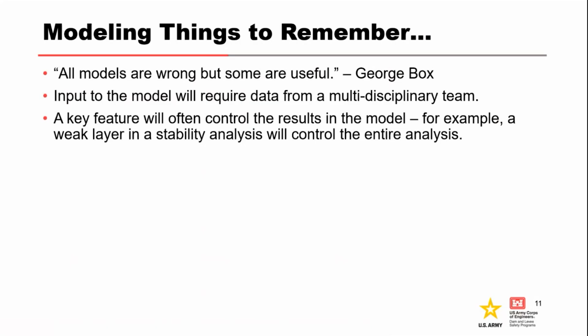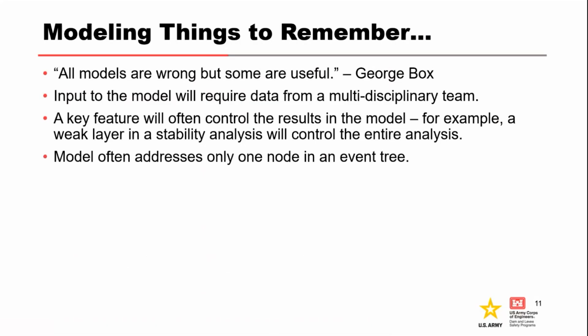So often there's a key feature that will control the results in your model, and you need to kind of understand how that affects things. So I'm a geotech, so I put in that weak layer and stability analysis will often control your entire model. Doesn't matter what the rest of your model's doing, realistically. If that weak layer is there and if it's continuous, it's going to be the controlling layer in your model. Another problem or concern to think about is that a model often only addresses one node in your event tree. So you have a whole rest of the event tree that you have to understand and figure out how that fits around your model.